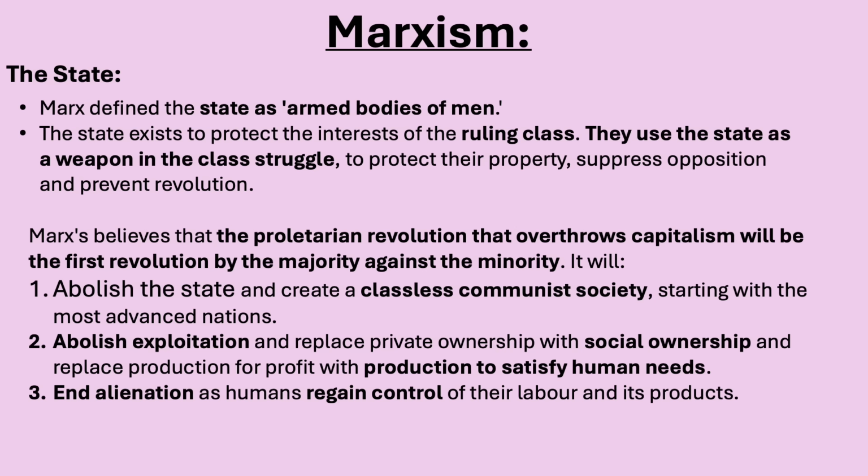Marx believes that the proletariat revolution that overthrows capitalism will be the first revolution by the majority against the minority, and consequently it would abolish the state and create a classless communist society, starting with the most advanced nations. It would abolish exploitation and replace private ownership with social ownership and replace production for profit with production to satisfy human needs. And it would also end alienation as humans regain control of their labour and its products.